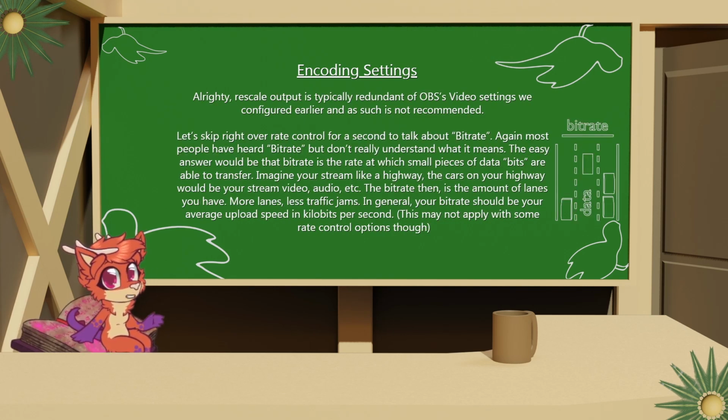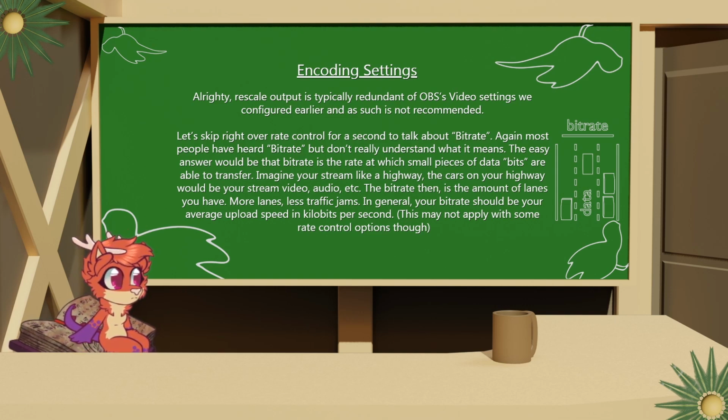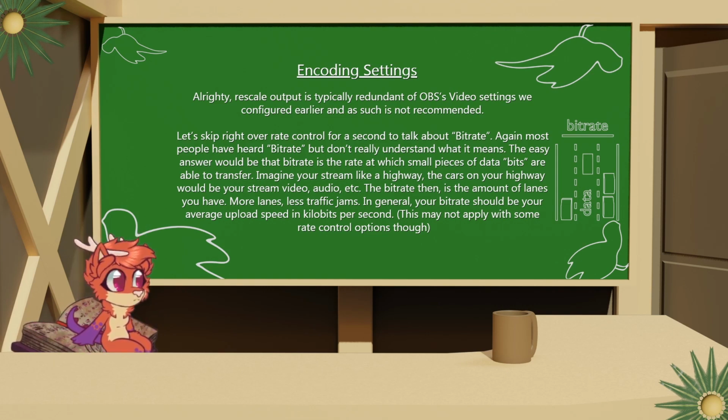Now, the rescale output is typically redundant of OBS's video settings we configured earlier, and I'm not really going to touch on it. It's what you want to stream at. I just use OBS's video settings. It's perfectly acceptable. Now, let's skip over the bitrate control, okay?